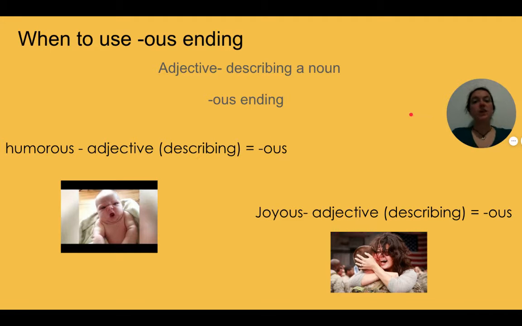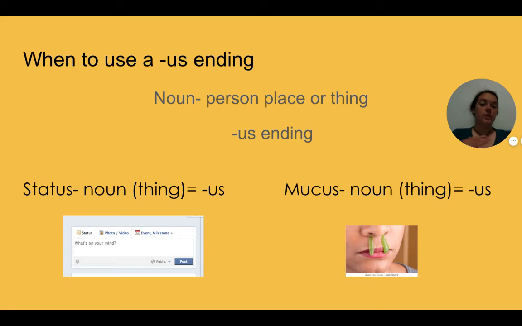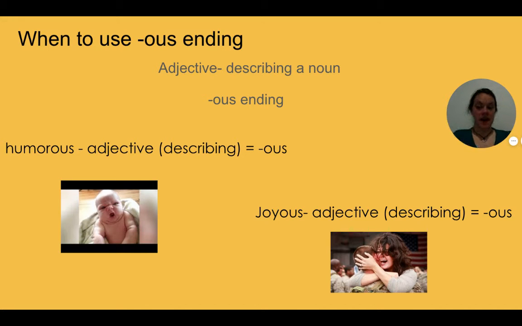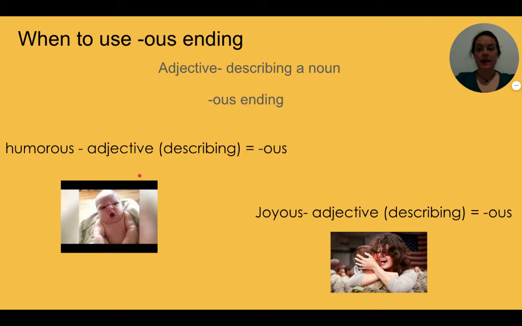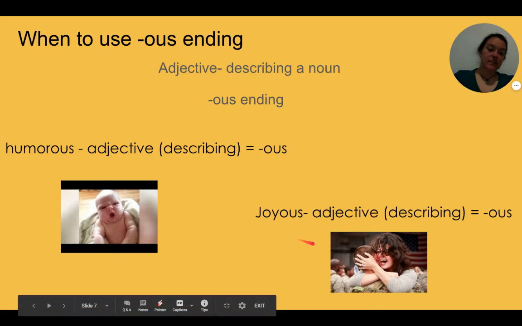All right, so I know when to use the OUS ending is when it's an adjective. So remember, an adjective is a word that describes a noun. So here we go. Humorous. So here I would say humorous is an example of an OUS ending. So you see how you have OUS. Humorous. So this would be an example of a humorous picture of a baby. So humorous baby. Baby is a noun, but I'm using the adjective humorous with the OUS to describe the noun, which is the baby. So another example is joyous.